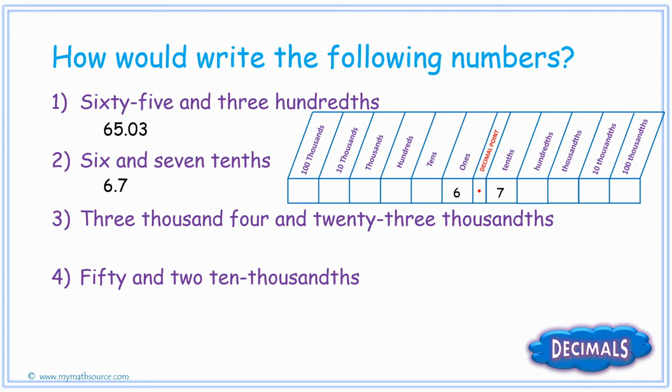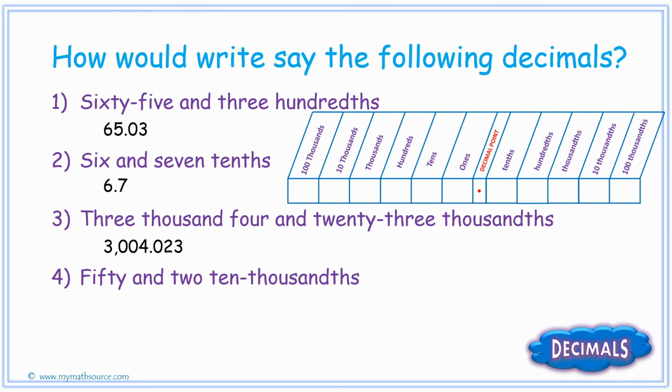3,004 and 23 thousandths. Well, the 3,004 is before the word and, so that's our whole number part. The word and is indicating the decimal point. And because we have 23 thousandths, it means the 3 is in the thousandths place. The 2 has to be right next to the 3 in order to say 23. And we'll put a 0 in the front because it's not included in the name. So this is the correct way to write this number in numerical form.